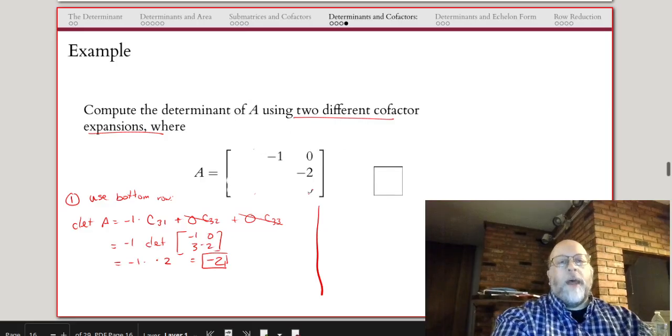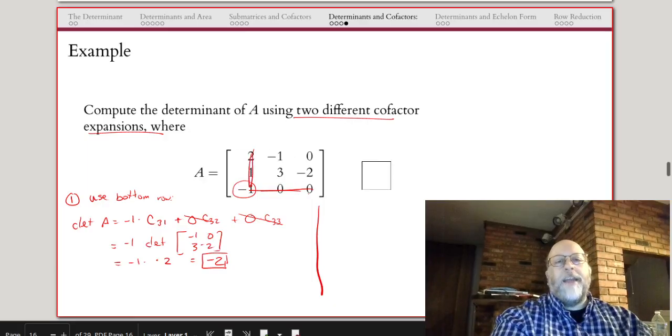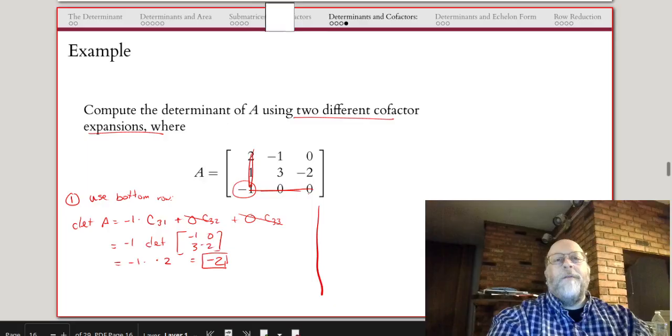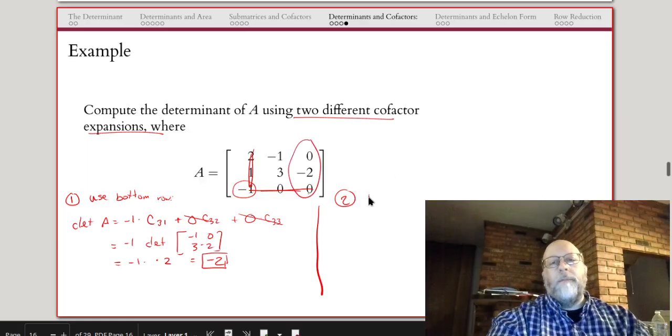Oh, I didn't mean to do that. That actually erased everything, not just the annotations. Okay, well, sorry about that. Let's try this again. Instead of using the bottom row, we're going to use the right column.